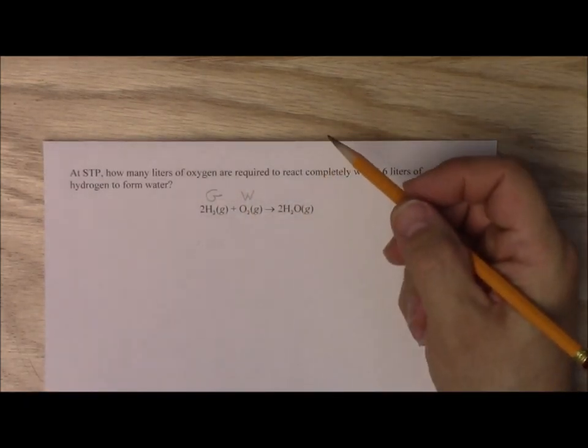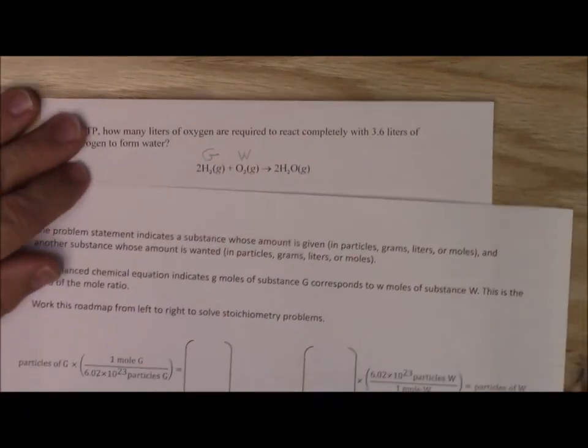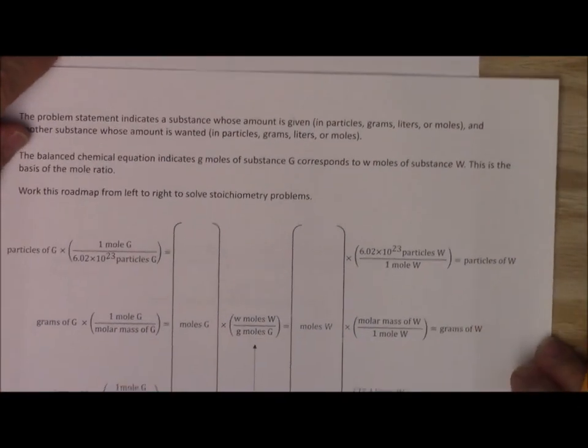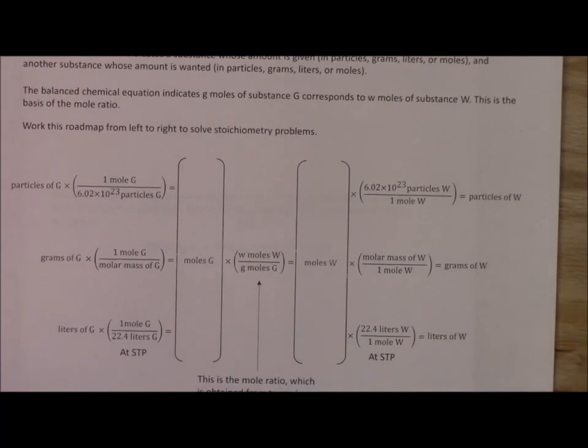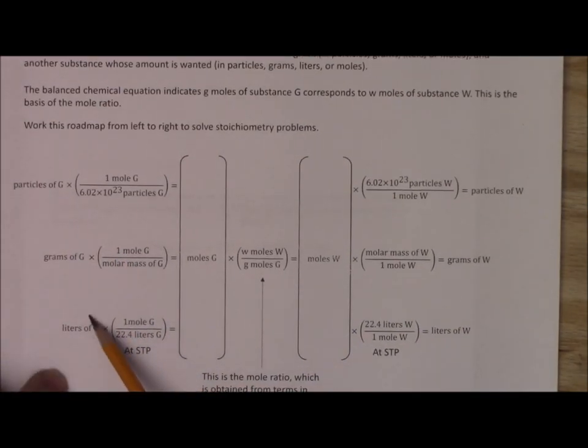Let's take a look at our stoichiometry roadmap. They're giving us liters of hydrogen. Well, if we look here, we've got particles, grams, liters. Here we go. So we're going to start with that. And they're asking for liters of oxygen. Well, over here is the wanted side, particles, grams, liters. Okay, so they're asking us to calculate that.